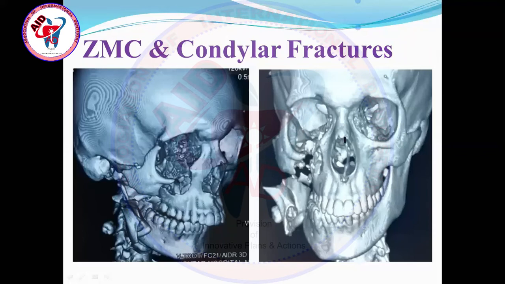That is gross increase in the orbital volume on the traumatized side. This is the body of zygomatic bone. This is the body of mandible. And then this is the condyle, inverted condyle. And this is the ramus. And this is the third molar. And here is the fracture at the infraorbital margin and zygomaticomaxillary buttress region also.